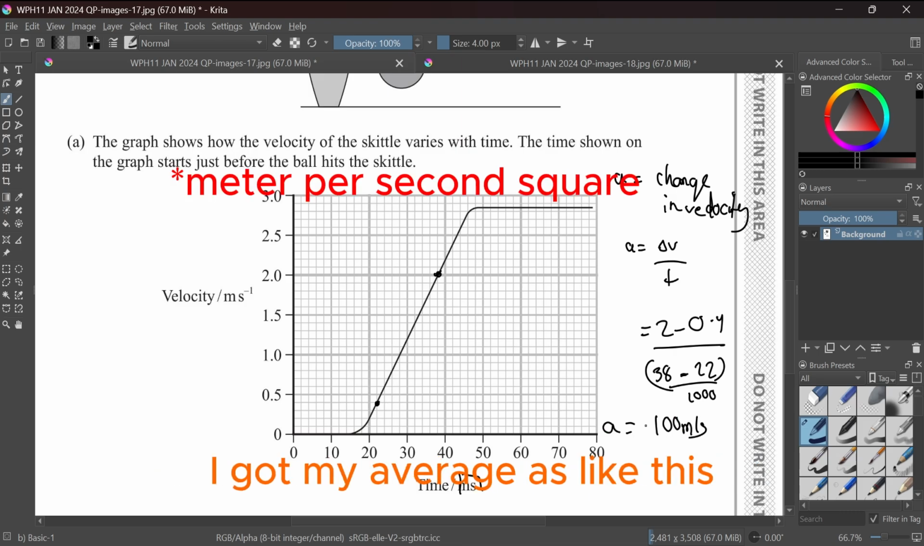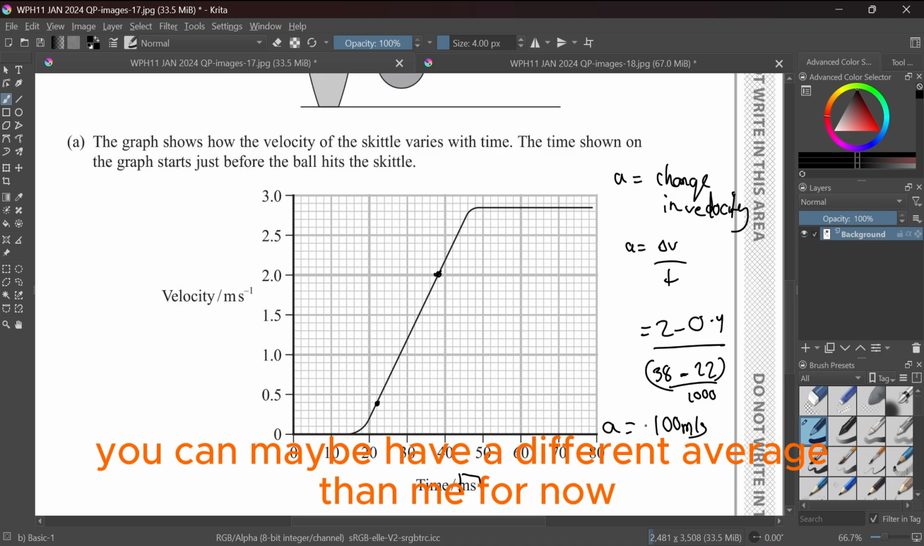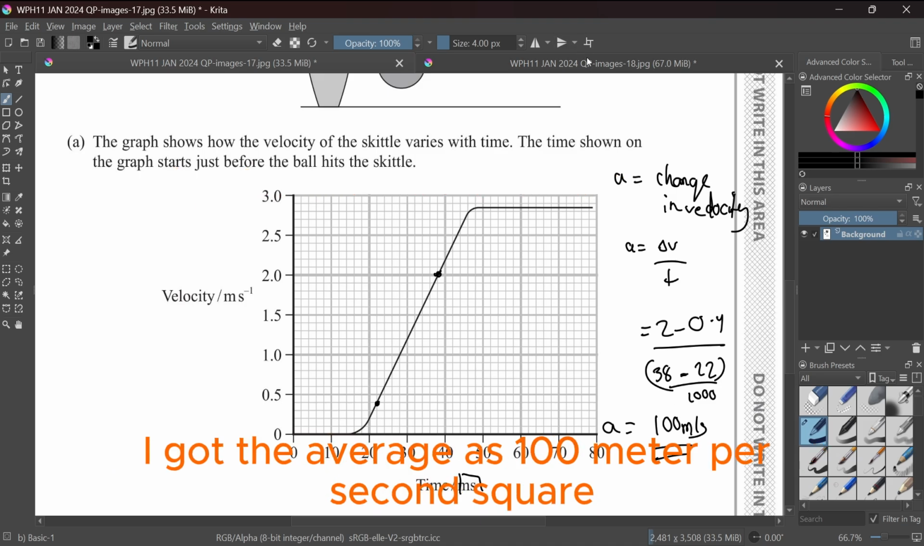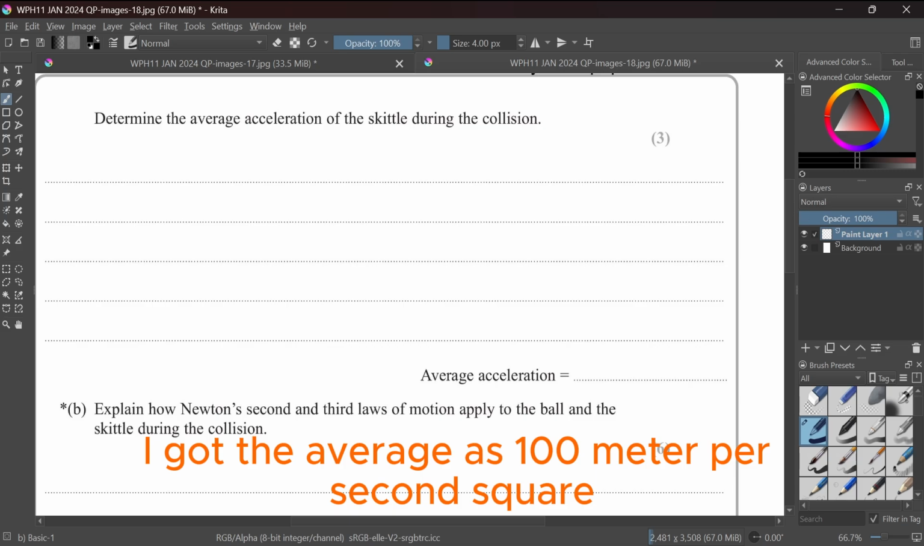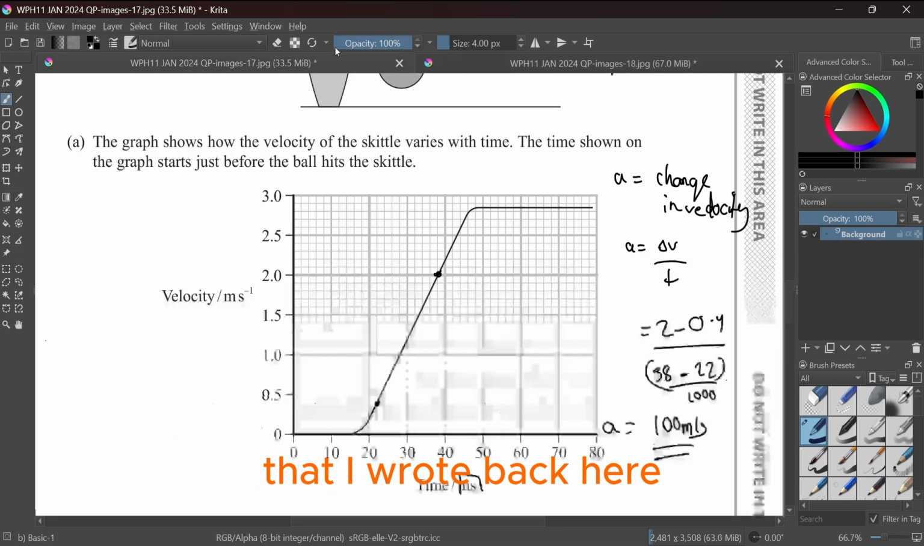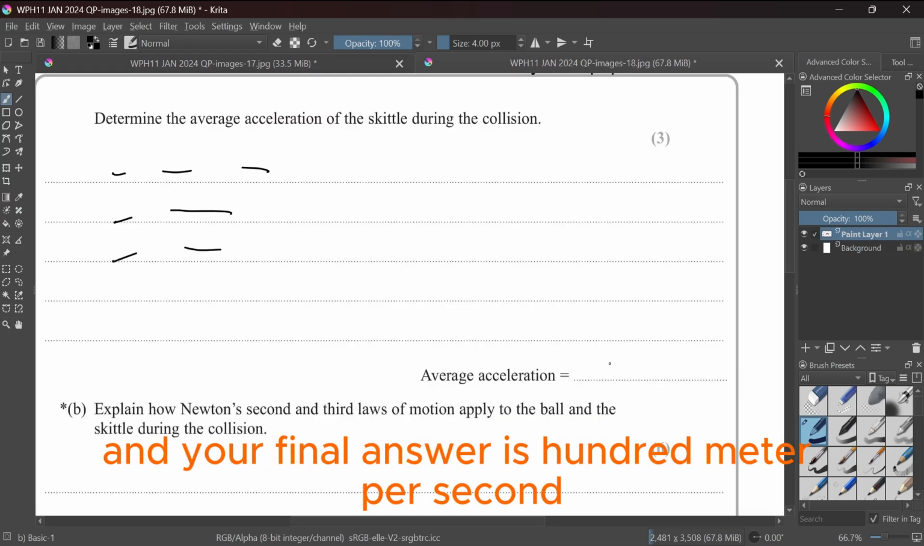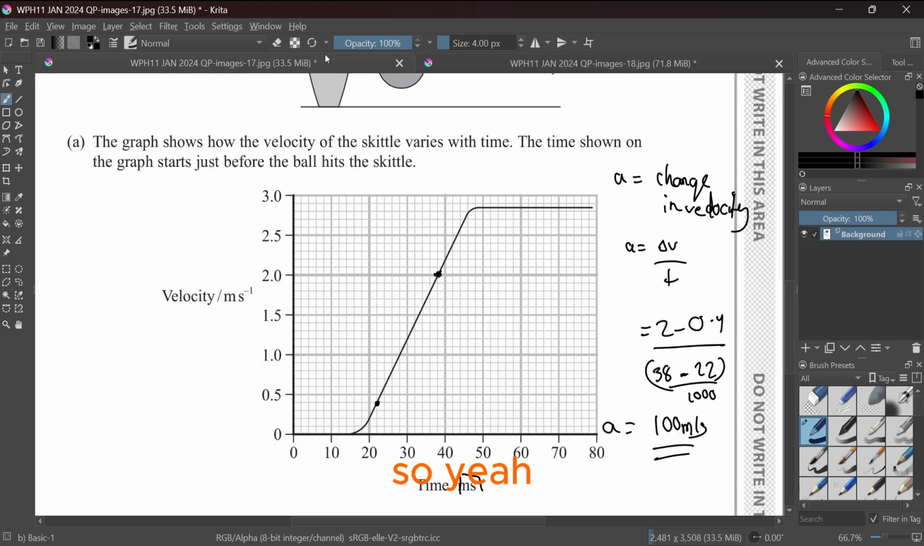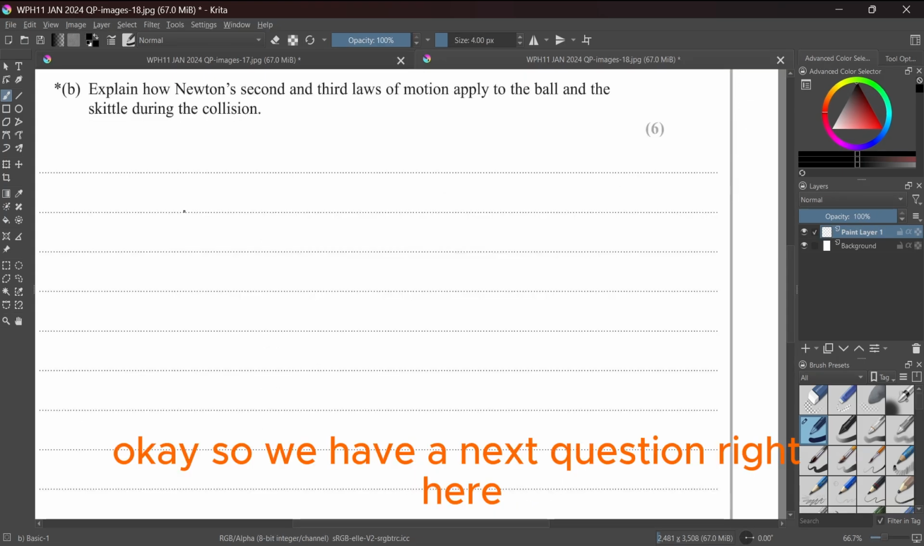I got my average as this. You can maybe have a different average than me. For now I got the average as 100 meters per second squared, so you just write the exact same stuff right here that I wrote back here, and your final answer is 100 meters per second squared. So yeah. Okay, so we have a next question right here.